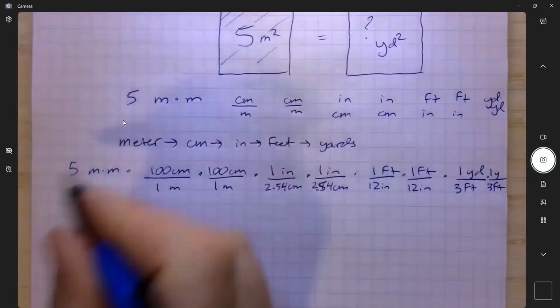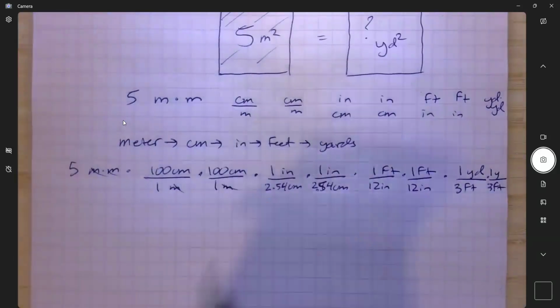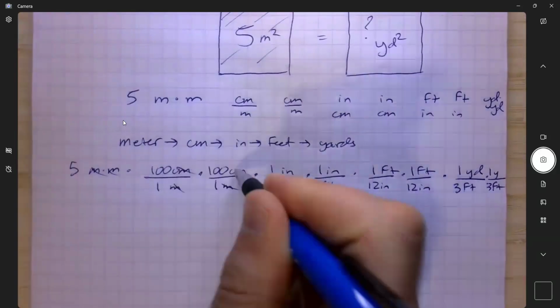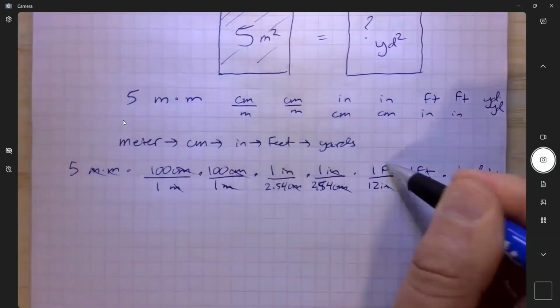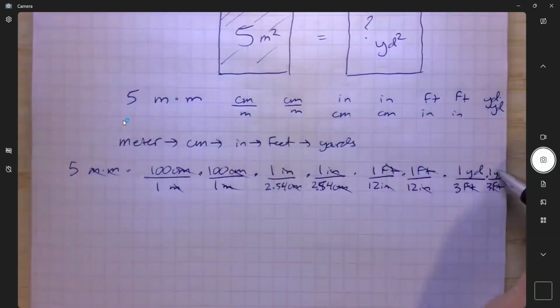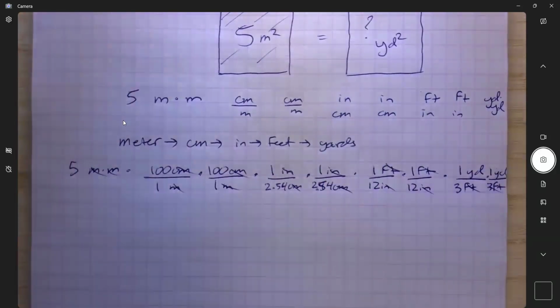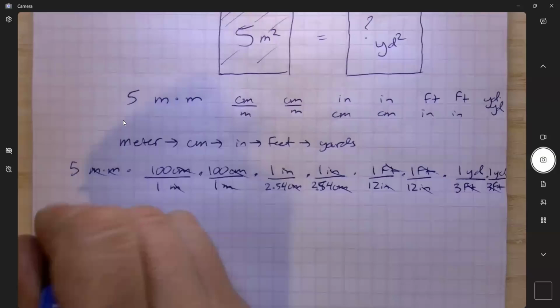And now I can check my units. Meters, meters, cancel. Centimeters, both of those cancel. Inches, both of those cancel. Feet, both of those cancel. And I'm left with yards times yards. So I know that I got my multiplication factors set up correctly, my conversion factors.